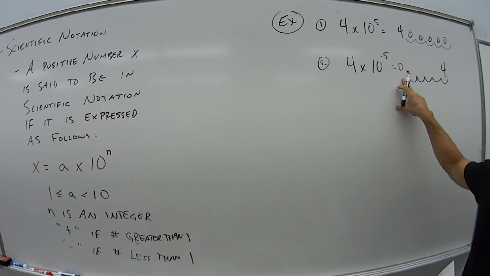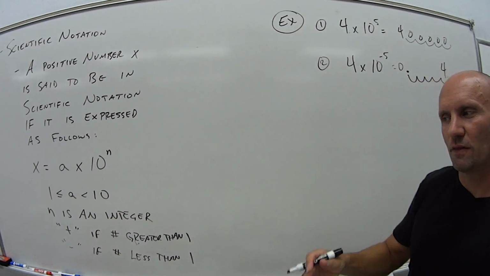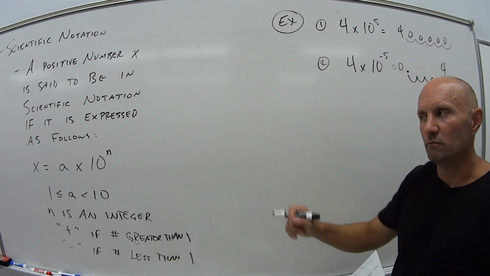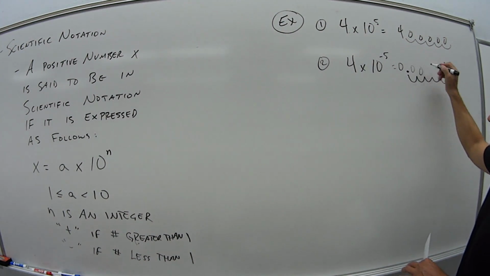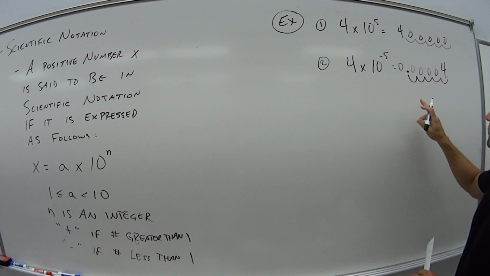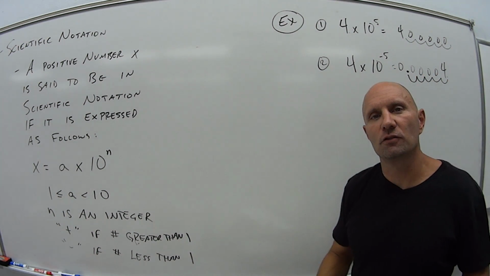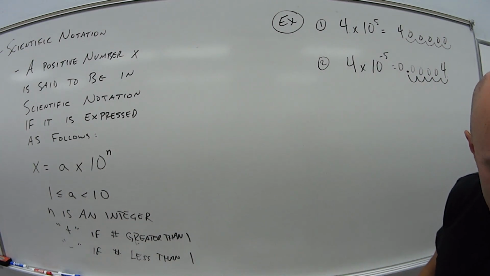I'm going to put a 0 in front as a placeholder, as an indication that this is a decimal and not a stray mark on your paper. Again, we need to fill in zeros the rest of the way. So it should be 4 with 4 zeros after the decimal point. And that's what 4 times 10 to the minus 5th power means.